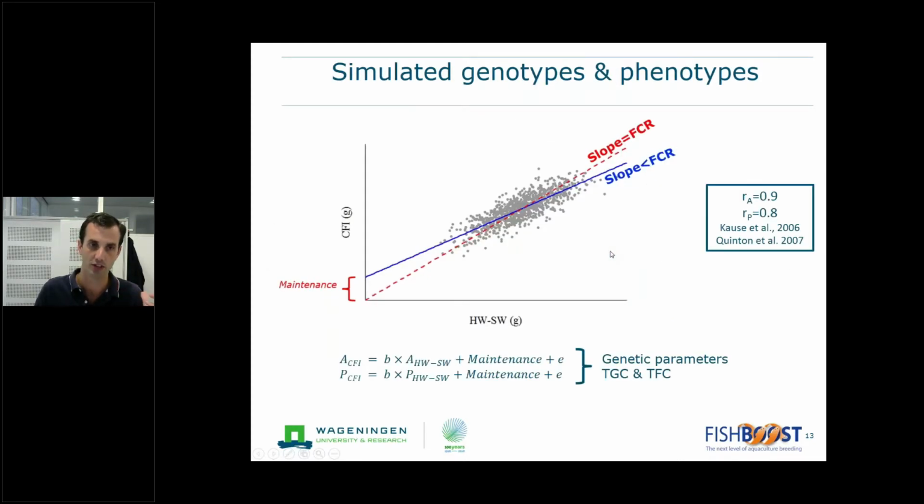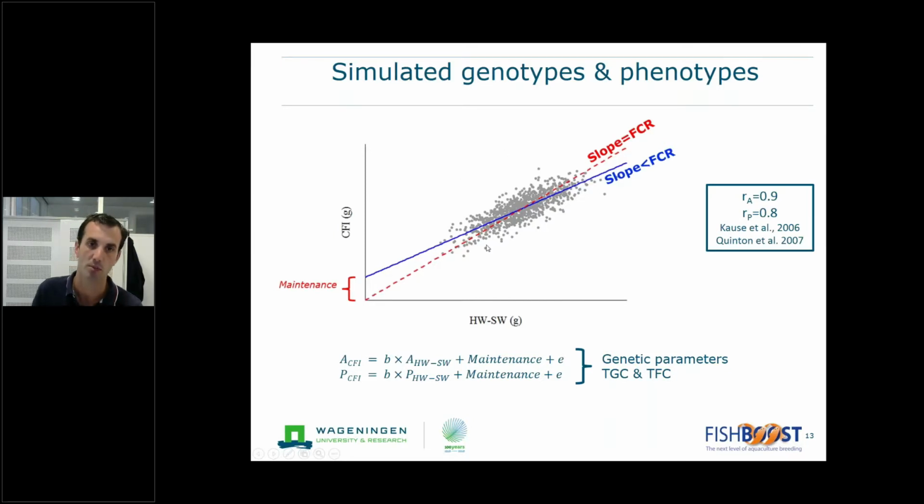So if we think of the regression of cumulative feed intake on gain in body weight, this is harvest weight minus stocking weight, and we assume that it's linear, we get an intercept that is positive because of the maintenance requirements. And when the intercept is positive, it also means that the slope of this regression is actually lower than the feed conversion ratio. That means that if we would perform truncation selection on gain in body weight, the mean feed conversion ratio of selected fish will be lower than of the average population.